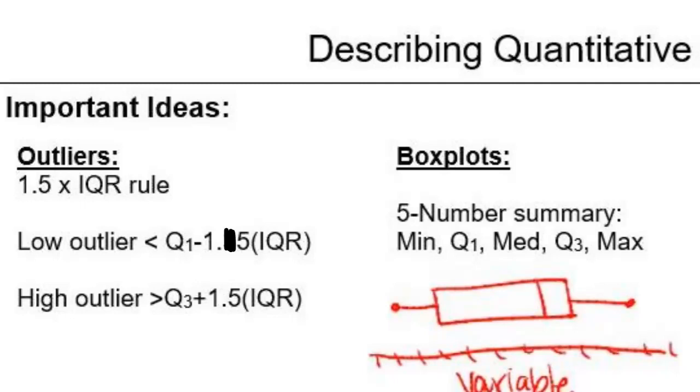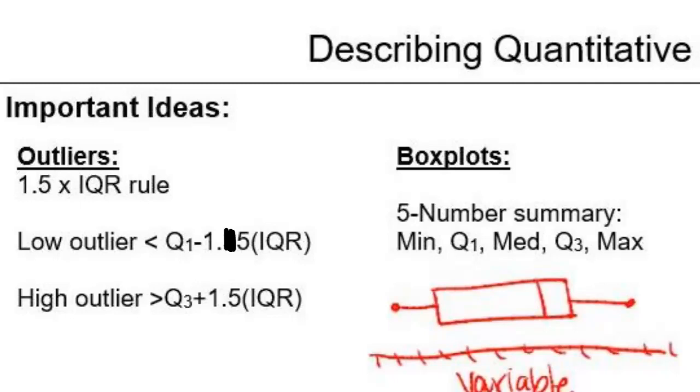Center, how do you decide between the mean or the median? When is mean better? When it's symmetric. When is median better? When it's skewed, or when you have outliers, which would also, in effect, skew that mean.